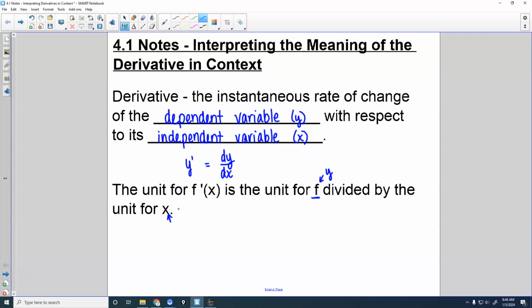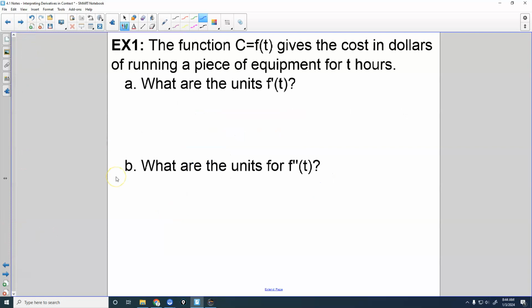Okay, so these first questions we're going to look at are only going to ask us about the units of our problem. A lot of times whenever they give one of those FRQs that's in context, it's going to say give units with your answer, and one of the points in that problem is just for having the correct units on everything. So our function C equals f of t gives the cost in dollars of running a piece of equipment for t hours. It wants to know the units for f prime of t and f double prime of t.